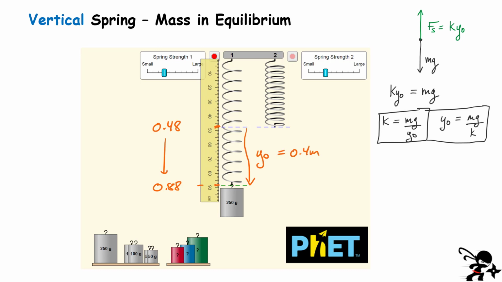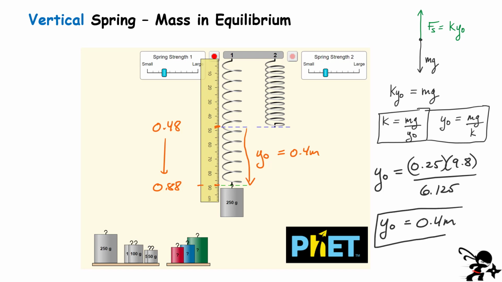Let's go ahead and check that out using the second equation that I looked at. It said that the amount of stretch that I would expect if I hung 250 grams, so that's 0.25 kilograms, 9.8 for little g. And then I'm going to use the same spring constant I just calculated on the first page. I didn't change the spring. So I just put that there, and lo and behold, if I put that in the calculator, I get 0.4 meters. So that's kind of consistent with what the simulation predicted would happen.